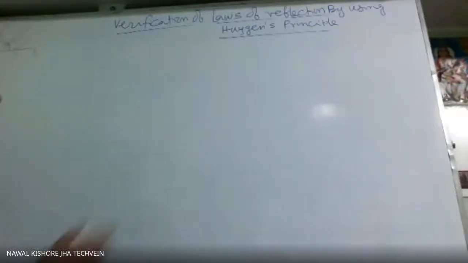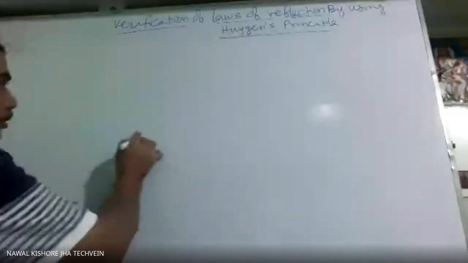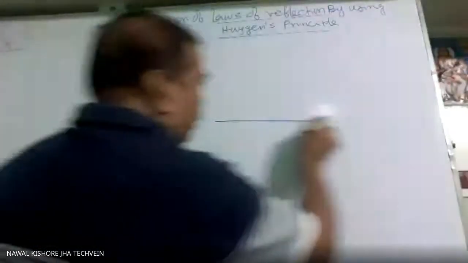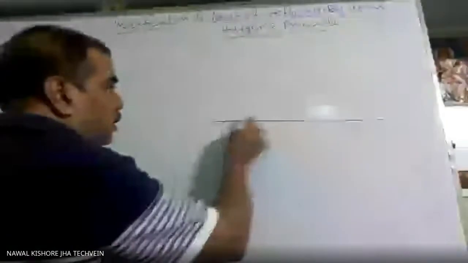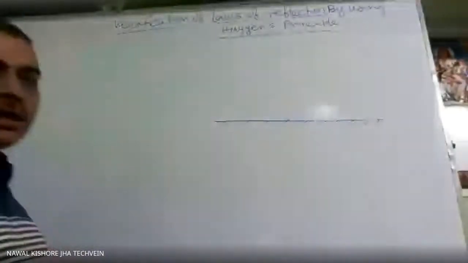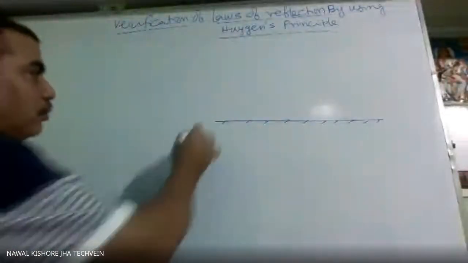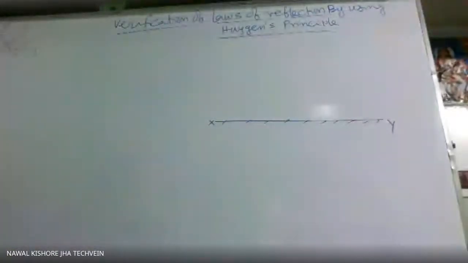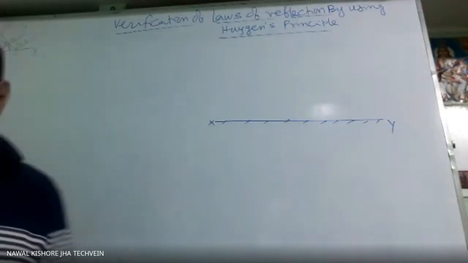Already we have drawn yesterday's figure. So what was that? We have considered a plane mirror. We have named it XY. On this mirror, a plane wavefront is made incident.